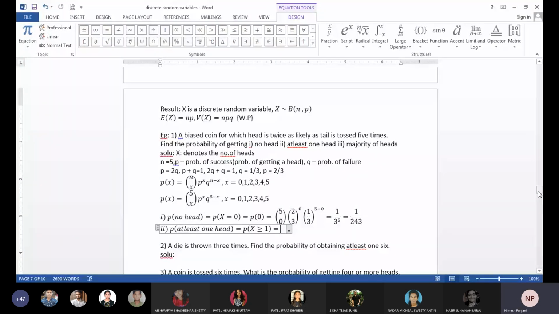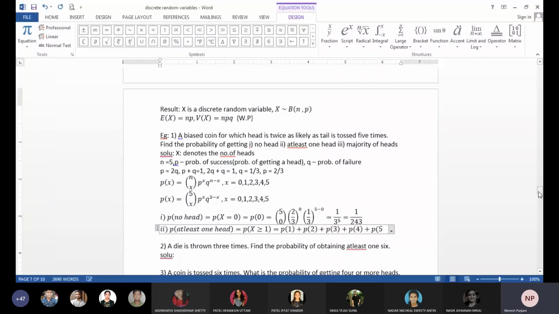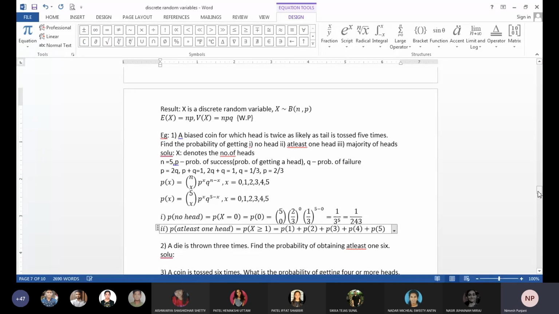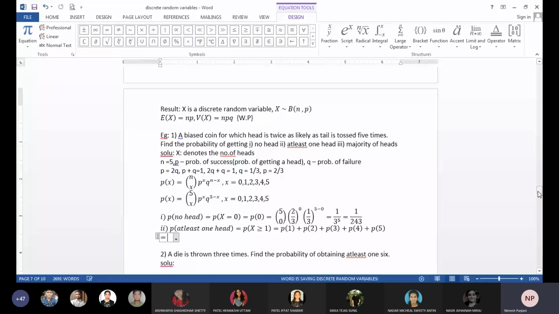Now, when you are taking x greater than or equal to 1, that will be P of 1, P of 2, P of 3, P of 4, P of 5. Right? X greater than or equal to 1. Okay, I will write it down. This is the meaning of P of x greater than or equal to 1. This is the meaning of at least one head.